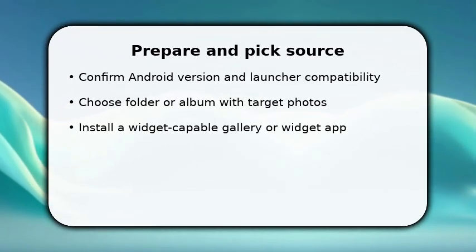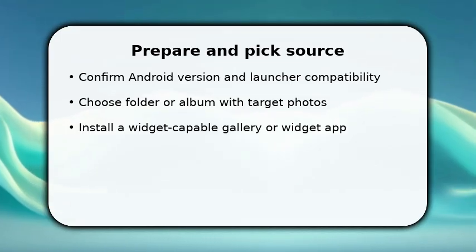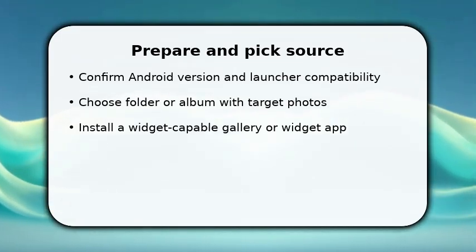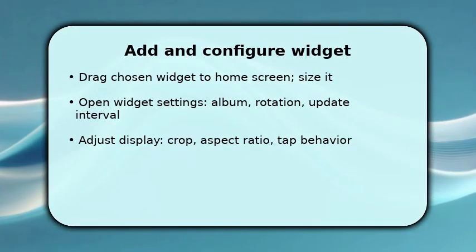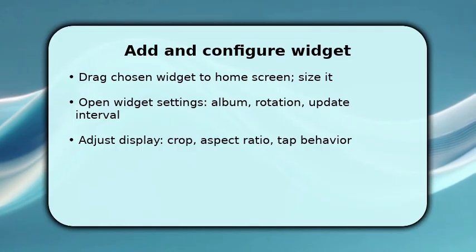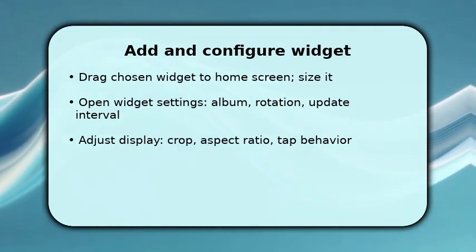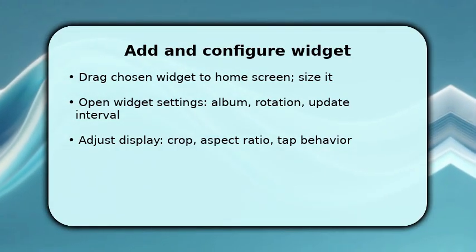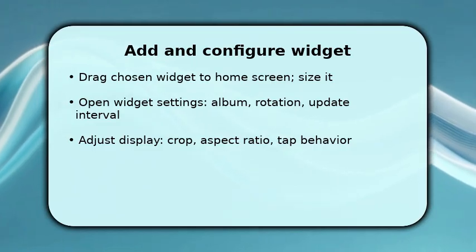Make sure to allow any required permissions. Without storage or photos access, the widget cannot show images. You drag the photo widget onto the home screen and size it according to how much real estate you need, which determines resolution and crop. Then tap the widget to open its configuration.